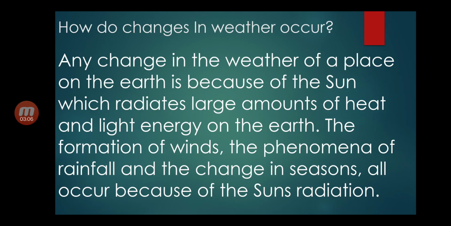How do changes in weather occur? Any change in the weather of a place on the earth is because of the sun, which radiates large amounts of heat and light energy on the earth. The formation of winds, the phenomena of rainfall and the change in seasons all occur because of the sun's radiation.